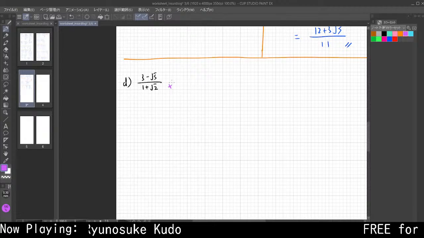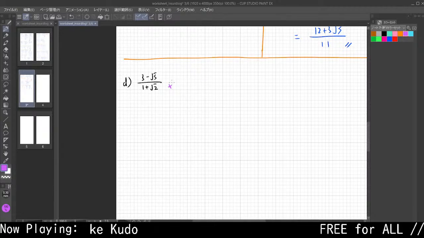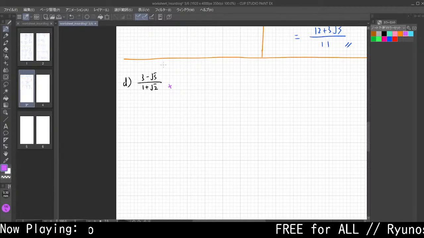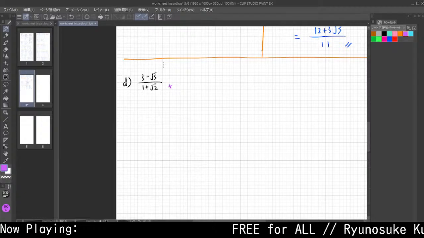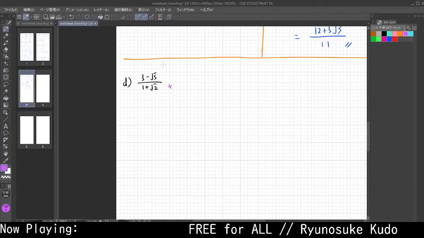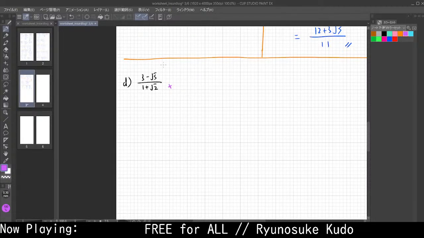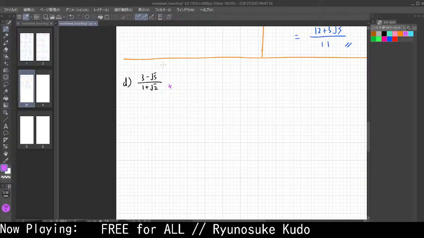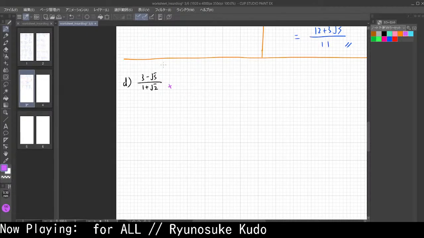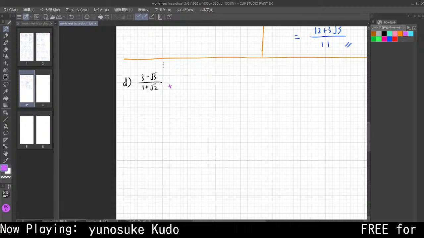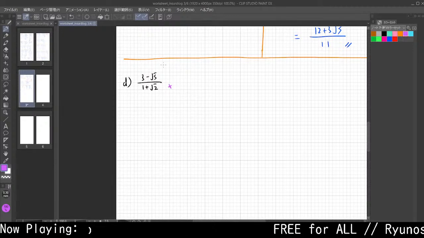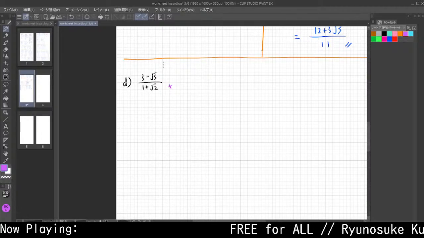Same thing, you want to get rid of the square root at the bottom. In this case you just multiply by the corresponding complement, you can call it a complement. So now we are starting with plus, we multiply with the minus complement.